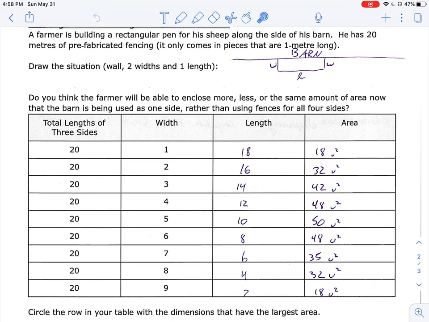So circle the row on your table with dimensions that have the largest area. Well, it's right here, 50 units squared. So the dimensions of 5 and 10 give us the largest area when we talk about using 3 sides.